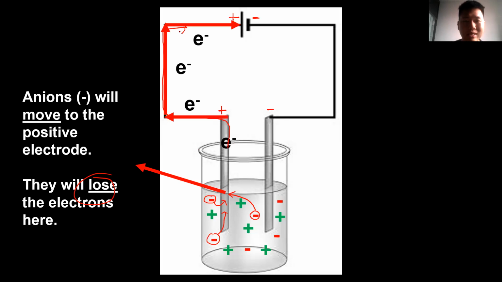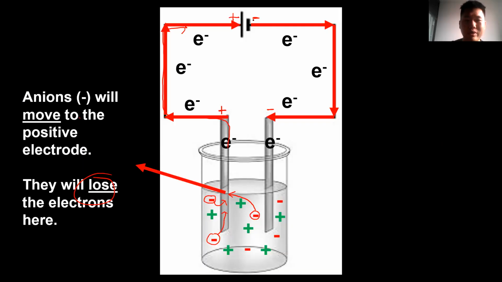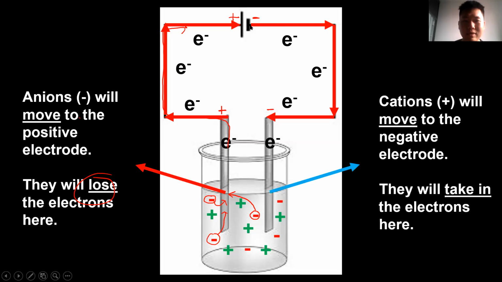If we view this as an electron flow, the electrons will flow from the positive electrode upwards towards the battery. So what happens with the battery over here? The battery will pump the electrons. So electrons will exit out of this negative terminal and go down to the negative electrode over here.